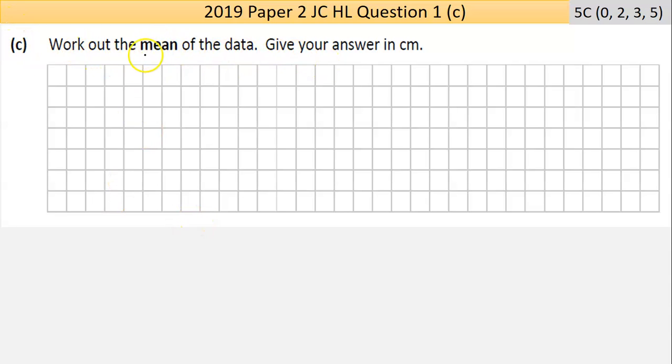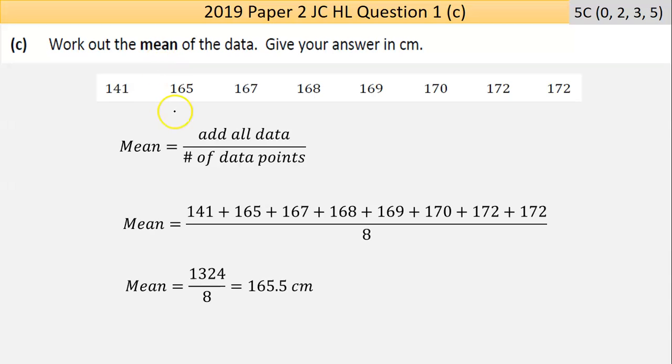Now the mean of something, there are fancy formulas, but basically it's add them all together and divide by the number of them. So if you add up all these numbers together, now I'm taking a screen grab of the original data, so I'm adding all that, that's done on top there. I'm dividing by the number of them, there were 8 of them, and then putting them through the calculator, I got 165.5.